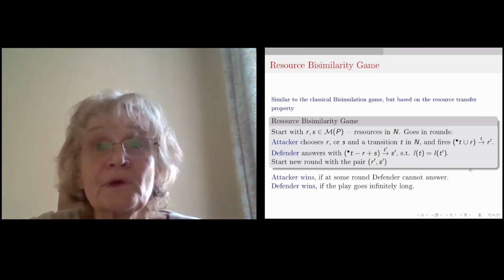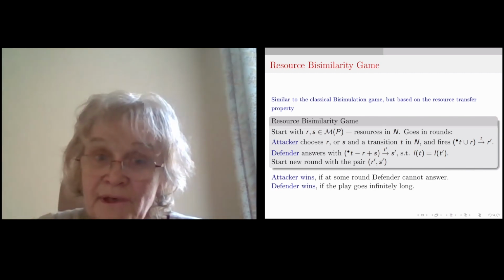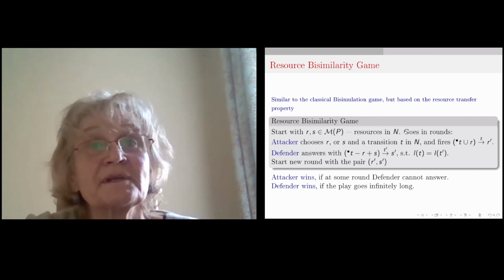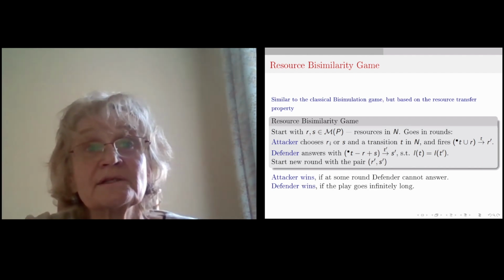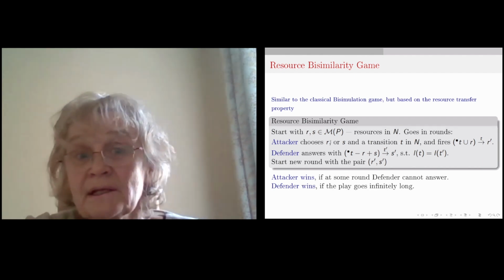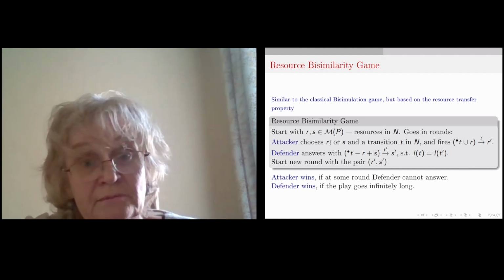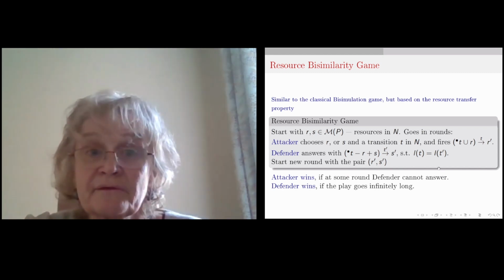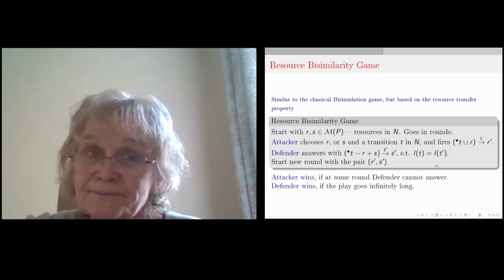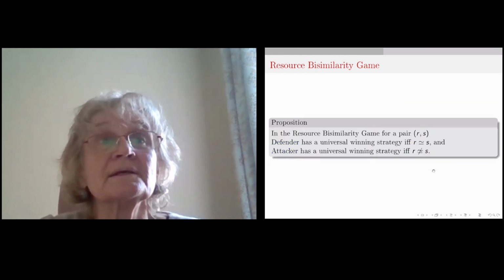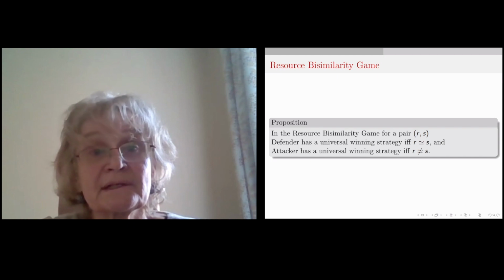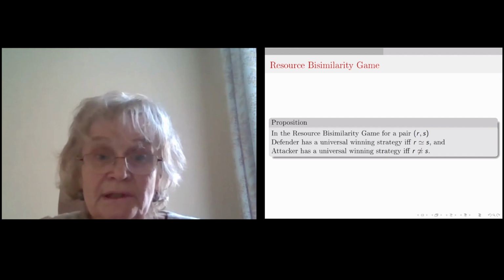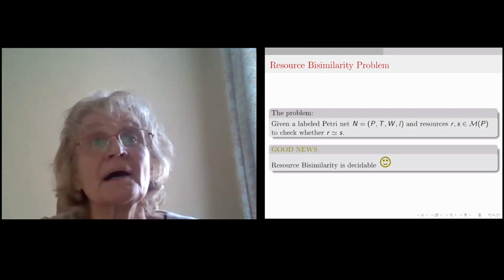And we can also define the resource bisimilarity game, almost the same, except that now the attacker chooses a resource and it can fire any action, because if he needs to add something, he can use it. Then the defender also uses what was added. And finally, this is a characterization of winning strategies, similar to the classical case.